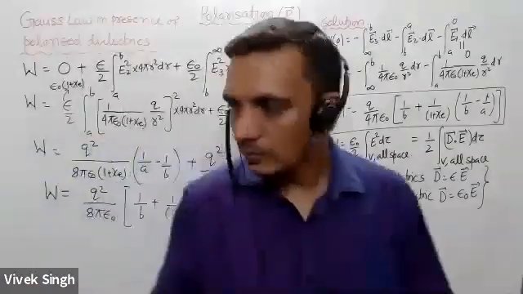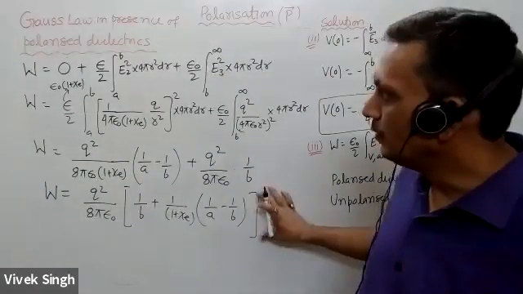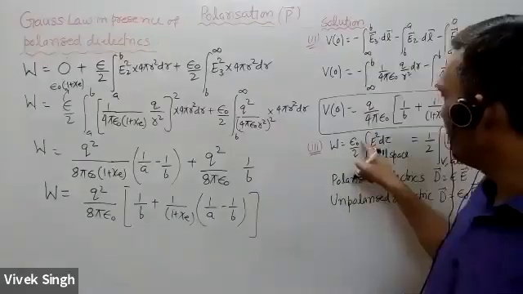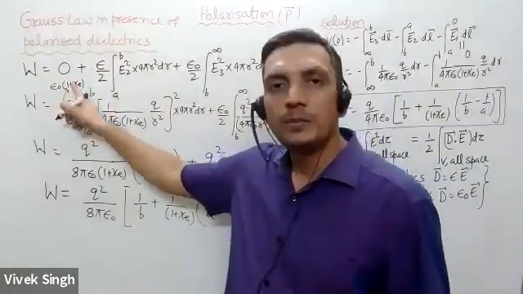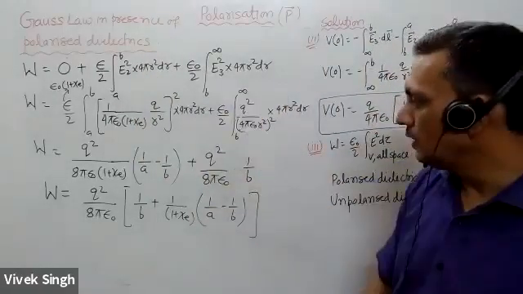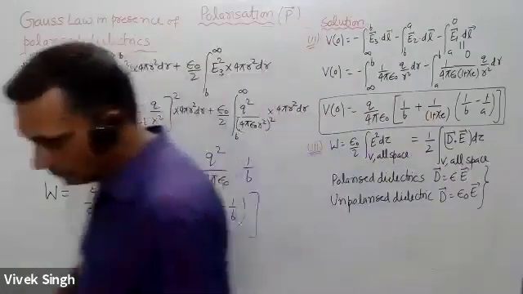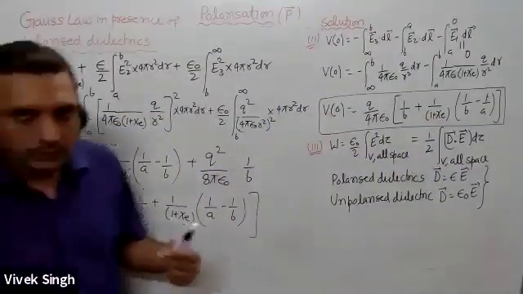Is it clear? This is the electrostatic energy. Whenever you have a polarized dielectric, just replace epsilon naught by epsilon, and epsilon is epsilon naught 1 plus chi e. You will get the electrostatic energy of the system. Is it clear?